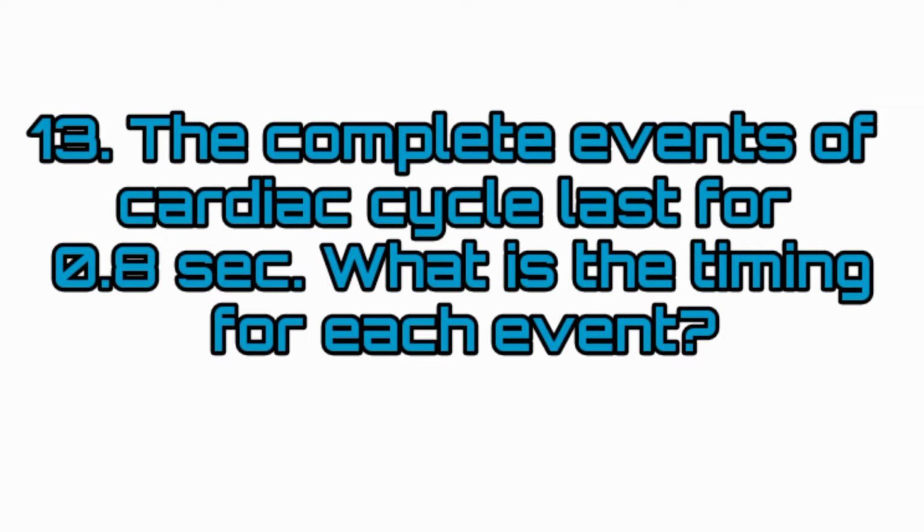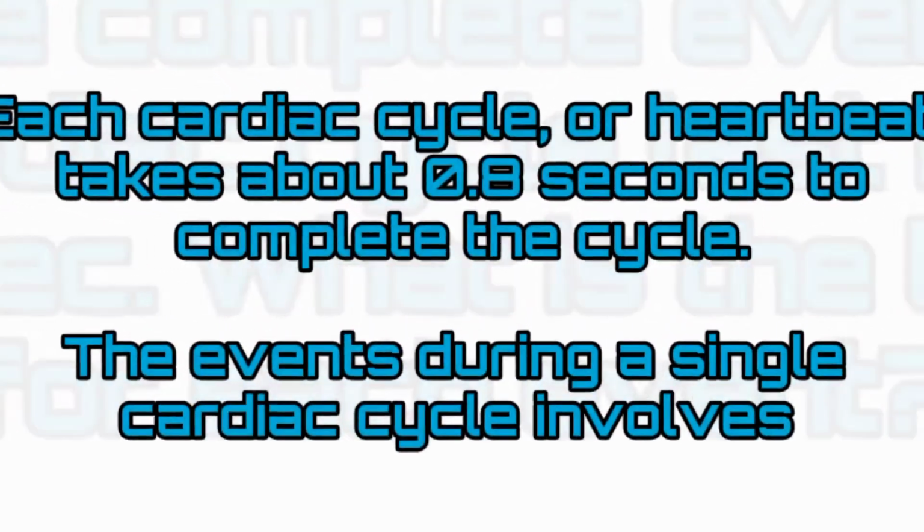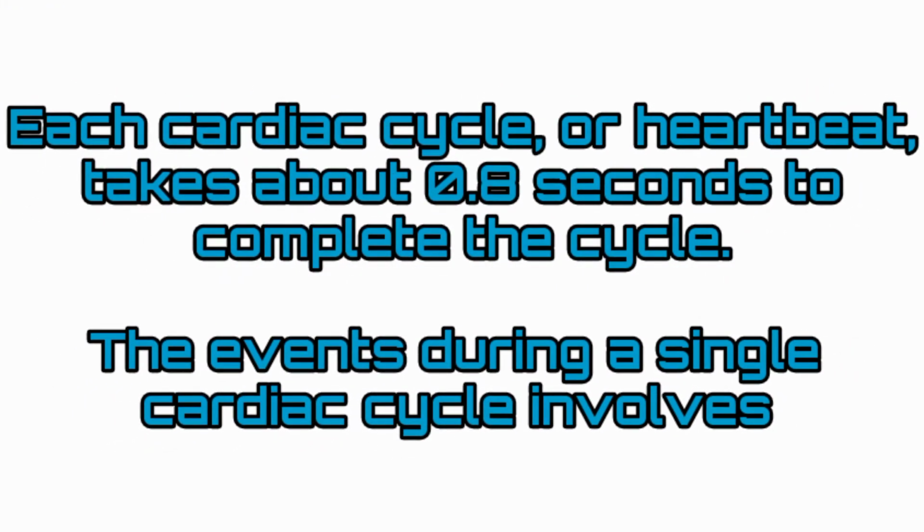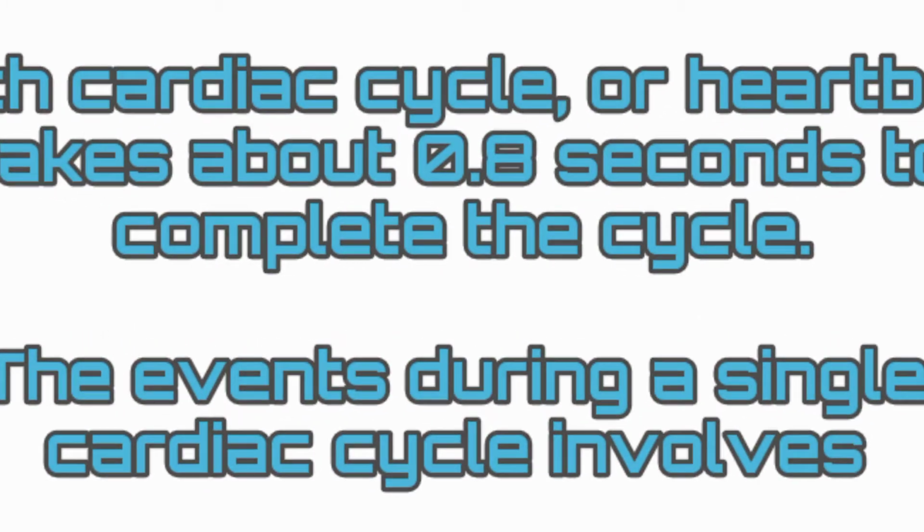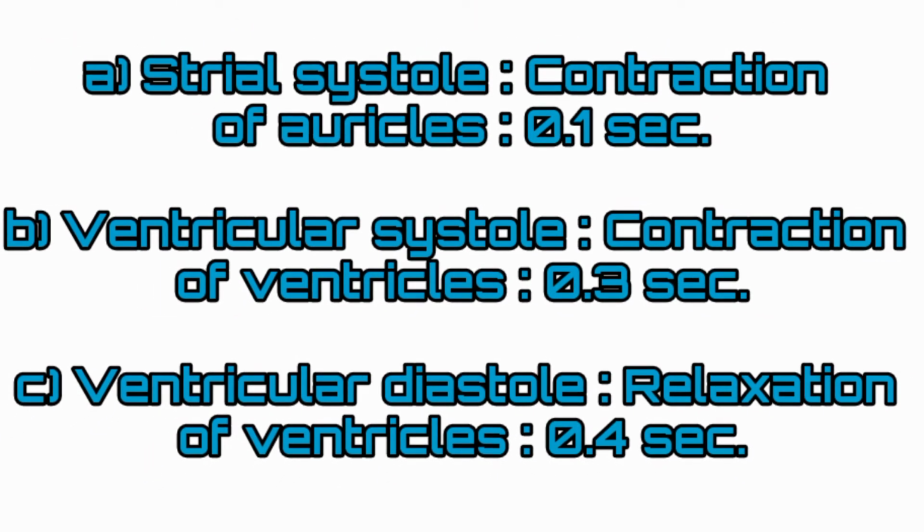What is the timing of each event? Each cardiac cycle or heartbeat takes about 0.8 seconds to complete. The events during a single cardiac cycle involve, first, atrial systole, contraction of auricles, 0.1 second; second, ventricular systole, contraction of ventricles, 0.3 second; and the third, ventricular diastole, relaxation of ventricles, 0.4 second.